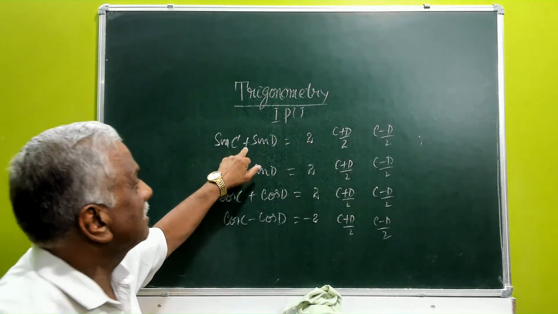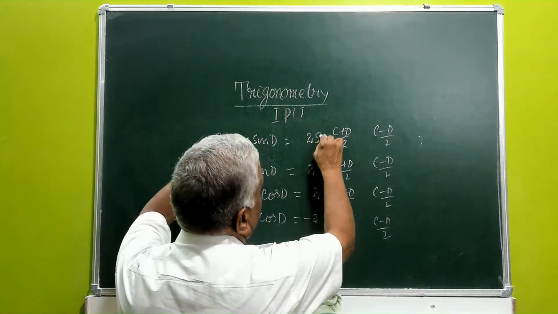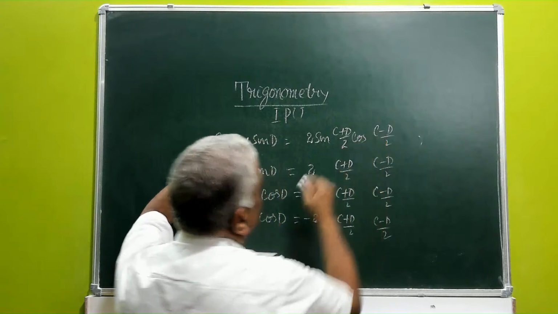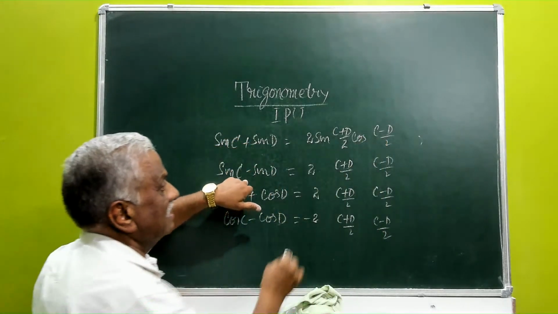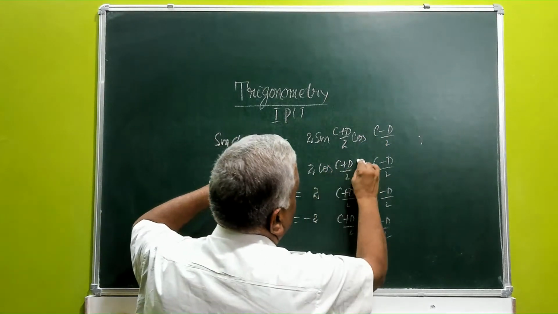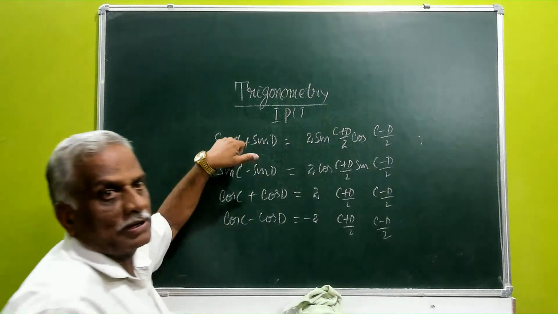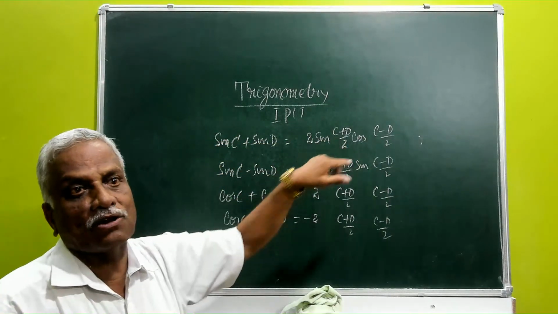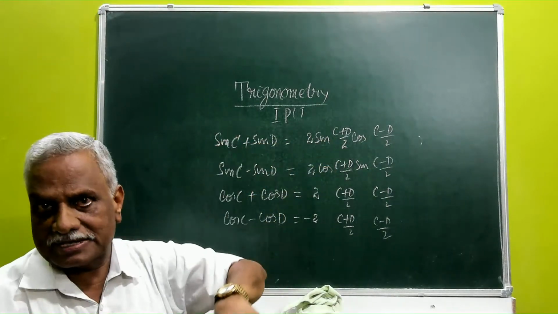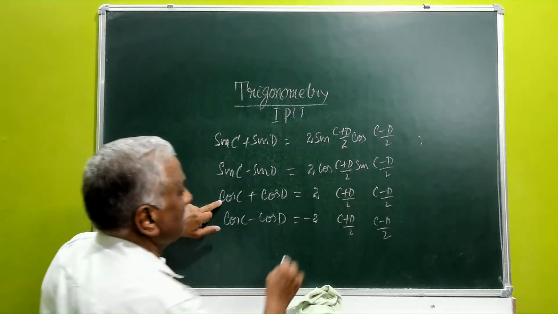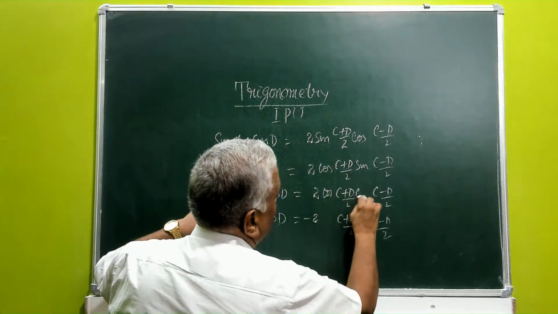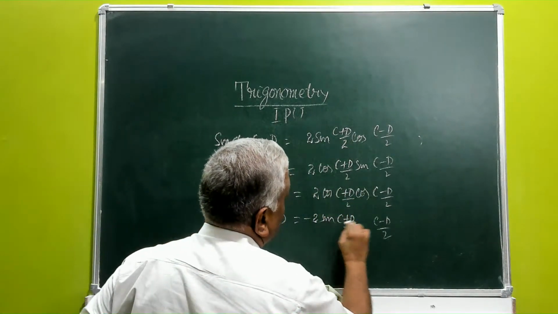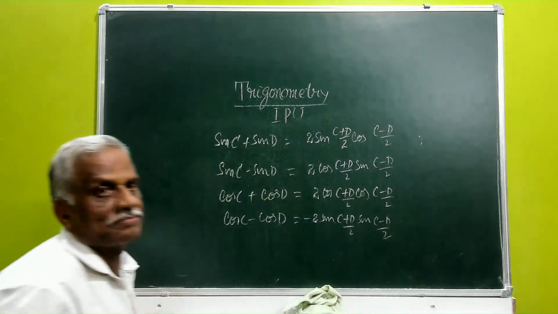In case of sine, if there is a plus sign, first sine, then cos. If there is a minus sign, first cos, then sine. In case of cos, if both are cos, then plus sign is there. If both are sine, then minus sign is there.